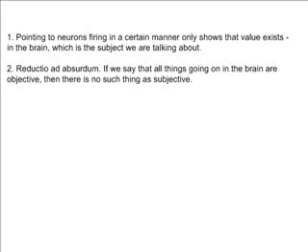One, I would point out, pointing to neurons firing in a certain manner only shows that value, as we label those neurons, exists in the brain, which is the subject we are talking about, right? The brain is the subject. The other way I would respond is by reductio ad absurdum. If we say that all things going on in the brain are objective, then there is no such thing as subjective. Okay. Now, the Amazing Atheist position is not that all value is objective, but only some.